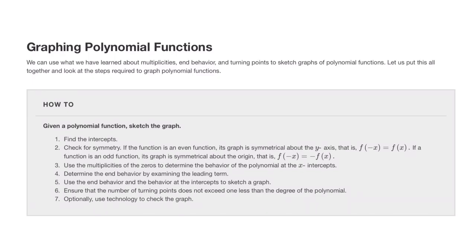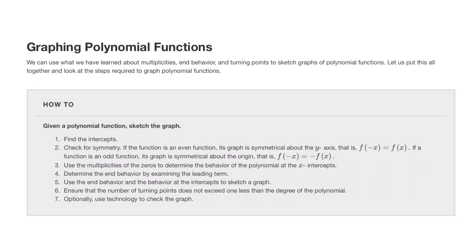We can explore turning points. We might have at most a certain number of turning points. Now, if we were in calculus, we have ways of exactly finding those turning points, but that's a calculus discussion. We talked about intercepts, symmetry, a few additional points. What else have we talked about? So a few additional points and then put those together. So let's see how the book suggests.